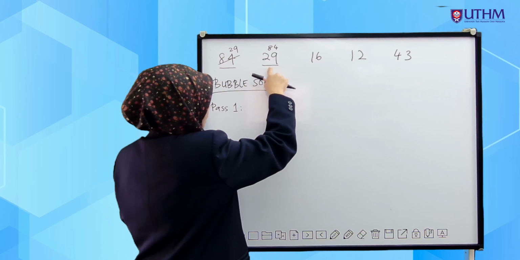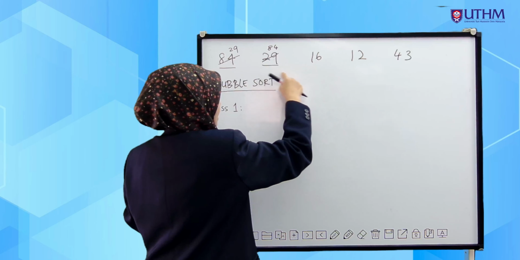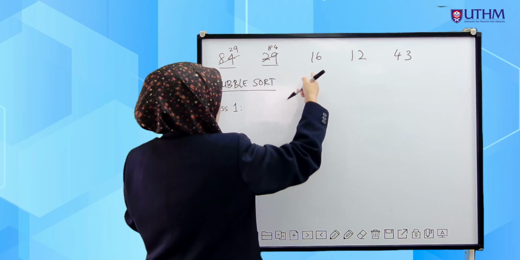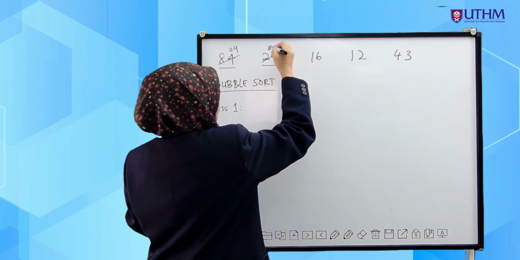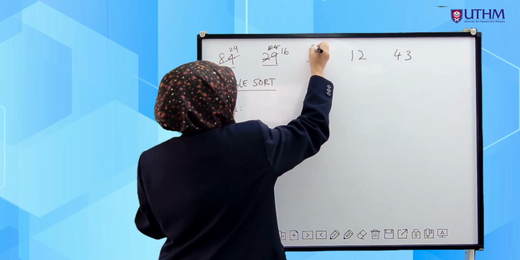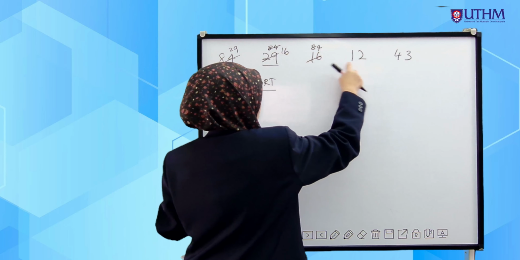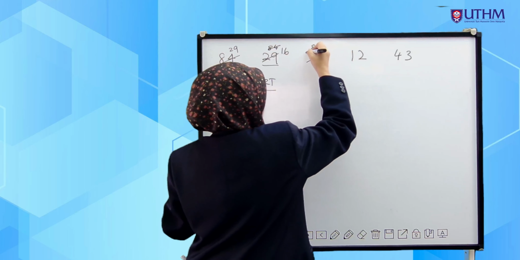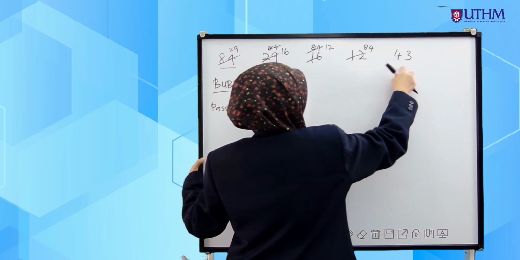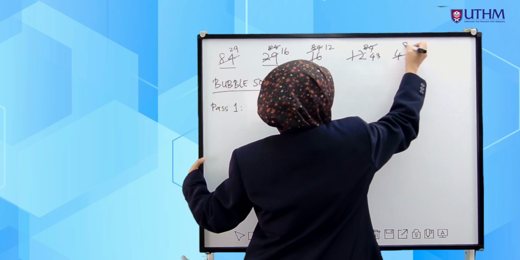Then we are going to continue 84 with 16. Continue compare 84 and 16. In this case, we have to swap 84 and 16. So you will have 16 here, 84 here. Next, compare 84 with 12. So you will have 12 here, 84 here. 84 and 43, we have to swap. So you have 43 here and 84 here.